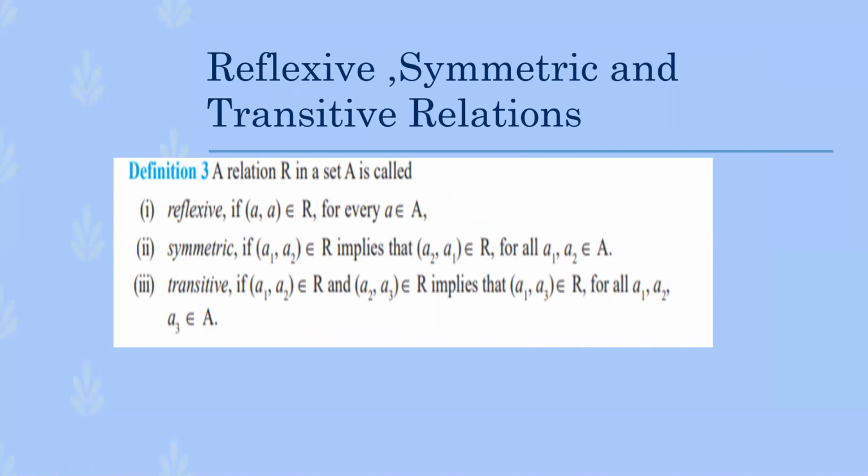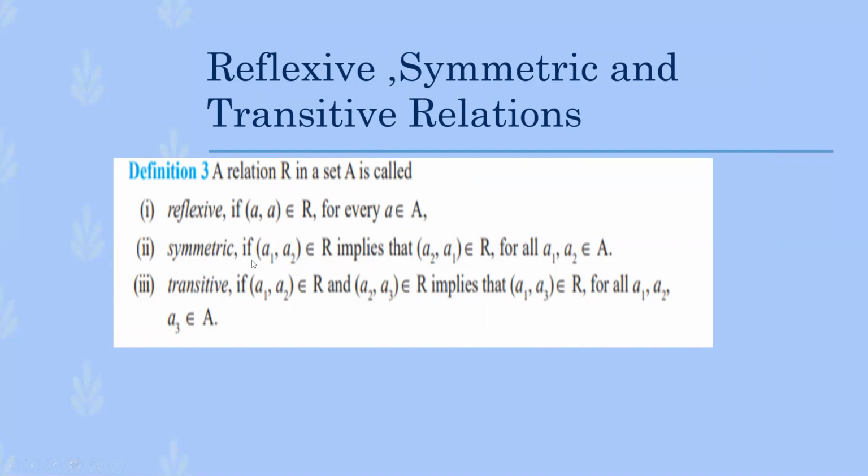So first thing we have to understand is what reflexive, symmetric, and transitive mean. A relation R in a set A is called reflexive if (a, a), means the same element, with itself, belongs to R. Then it is a reflexive relation.